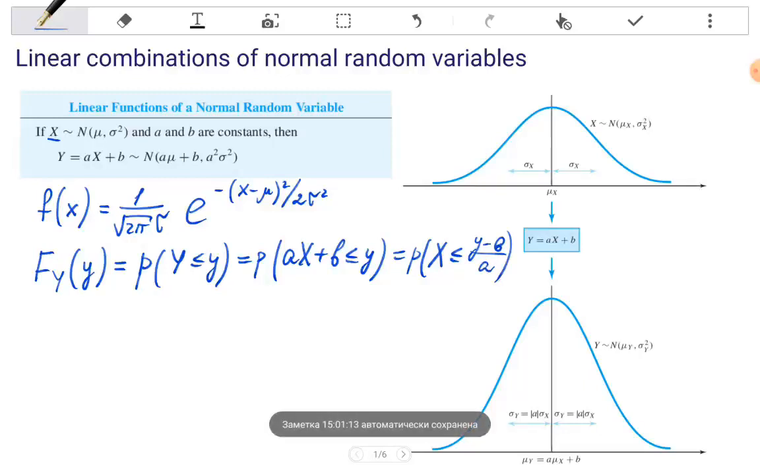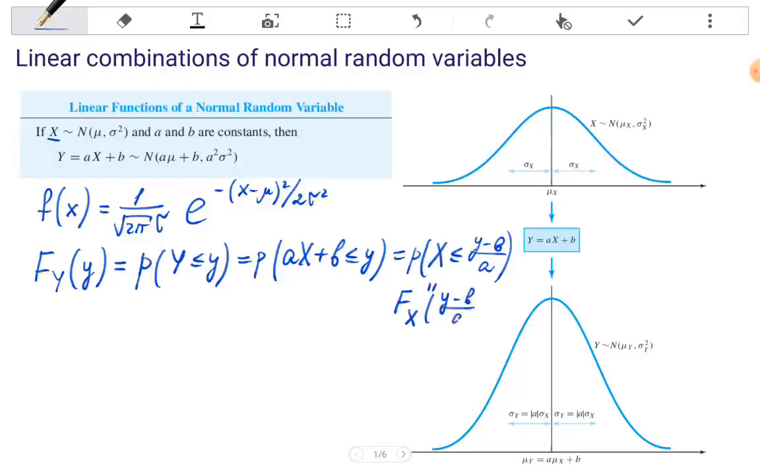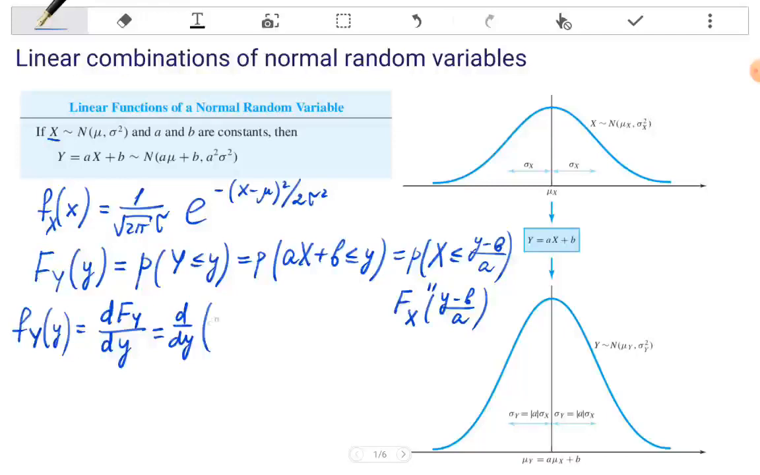Which is in fact the cumulative distribution function of the original random variable X at the point (y minus b) over a, right? And as you remember, the derivative of the cumulative distribution function is exactly the density function, right? So the density of Y is the derivative with respect to y of this thing here, F of X at (y minus b) over a.